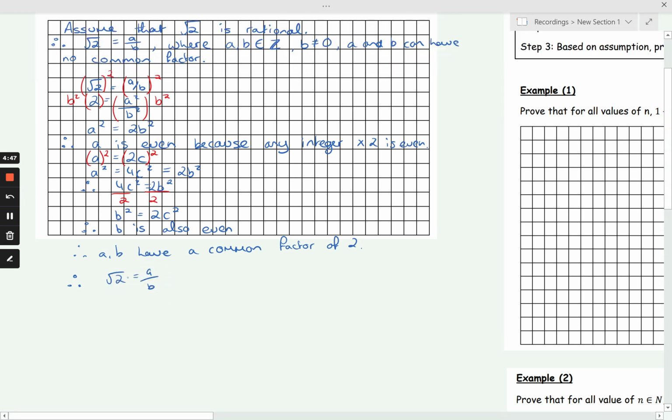So therefore, the square root of 2 is an irrational number. And that is our proof by contradiction.